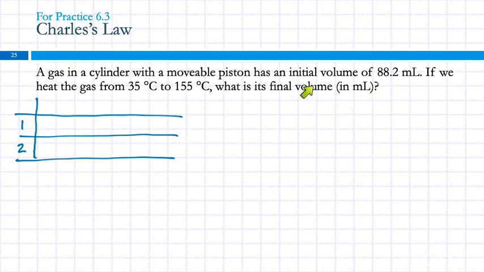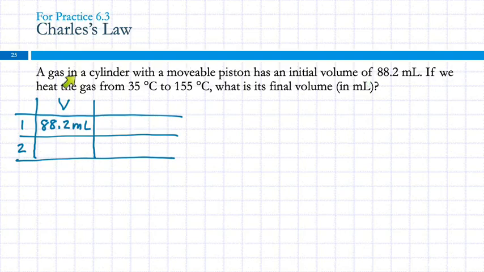So here it says it has an initial volume of 88.2 milliliters. So I'm going to make my table, and I'm going to put that one down first because it came first in the problem. So that's initial, that's the first one. And this is a measurement of what? Volume, right? So I'm going to call this column V for volume.